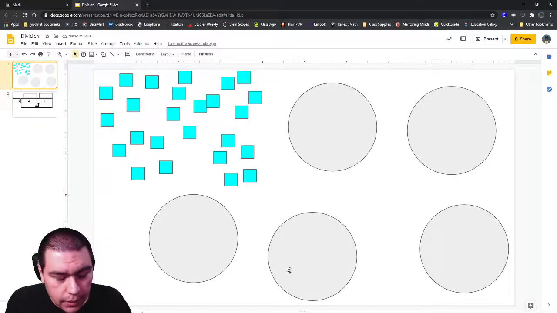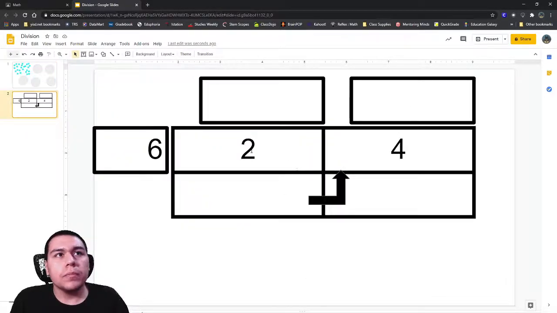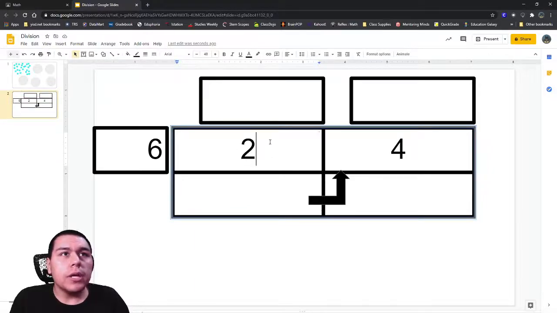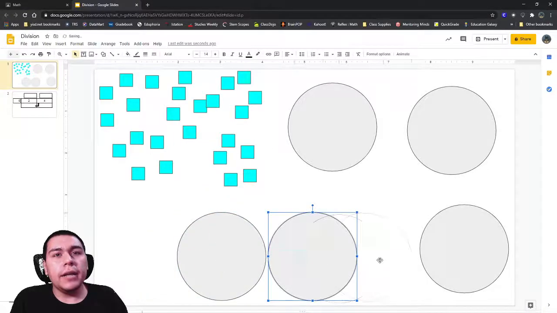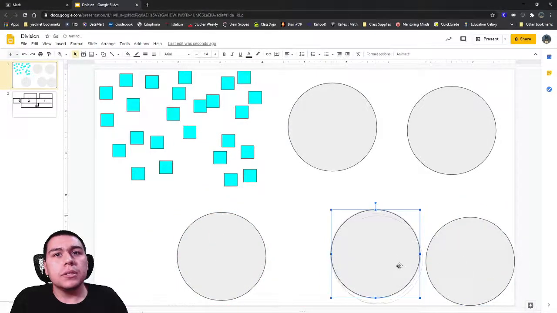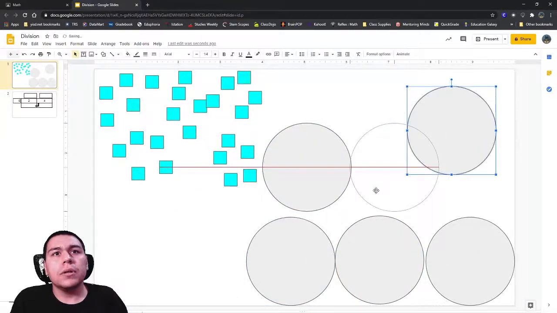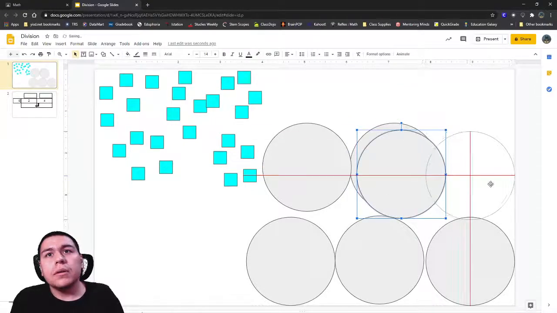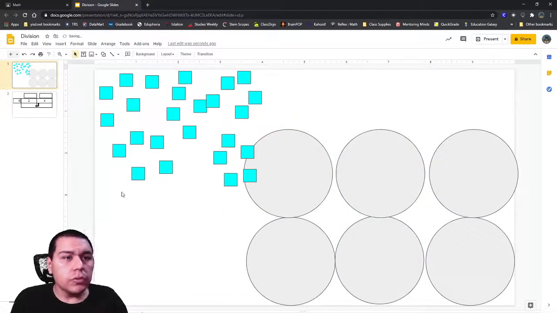Now again, I'm trying to show you this way so we can save a little bit of room. I'm going to start with whatever box is closest to my groups. I'm making 6 groups, so whatever number is closest to my 6, the 2. So let's see, what if I had 6 groups? 1, 2, 3, 4, 5. I need one more. 6. Oh, a little bit of room. There we go. 6 groups.